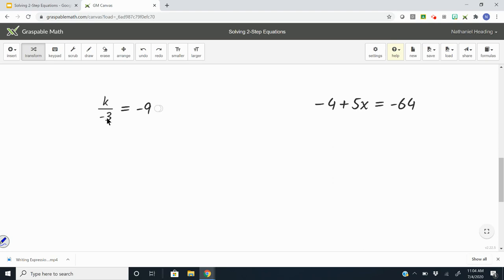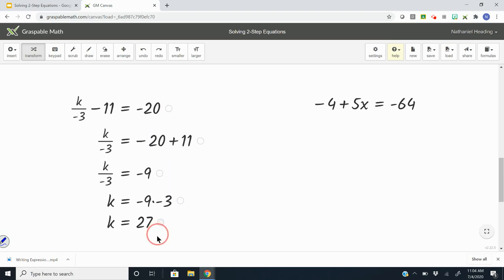Next, to undo this divide by negative 3, I'm going to click and drag. What do you think it's going to become? Multiplication, because it was division. So to undo divide by negative 3, we multiply. And so I get a solution of 27. So I'm going to scroll down, show all my work. There we go. So I added 11 to both sides, I multiplied by negative 3, and there's my solution.